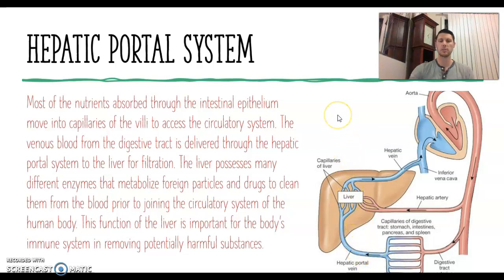The significance of this is that the liver acts as a filtration system, trying to remove any foreign particles, drugs, and pathogens that the liver may deem harmful to the rest of our body and the circulatory system. So the big takeaway here is that the liver as an organ acts as an important factor of the immune system to remove any potentially harmful substances.